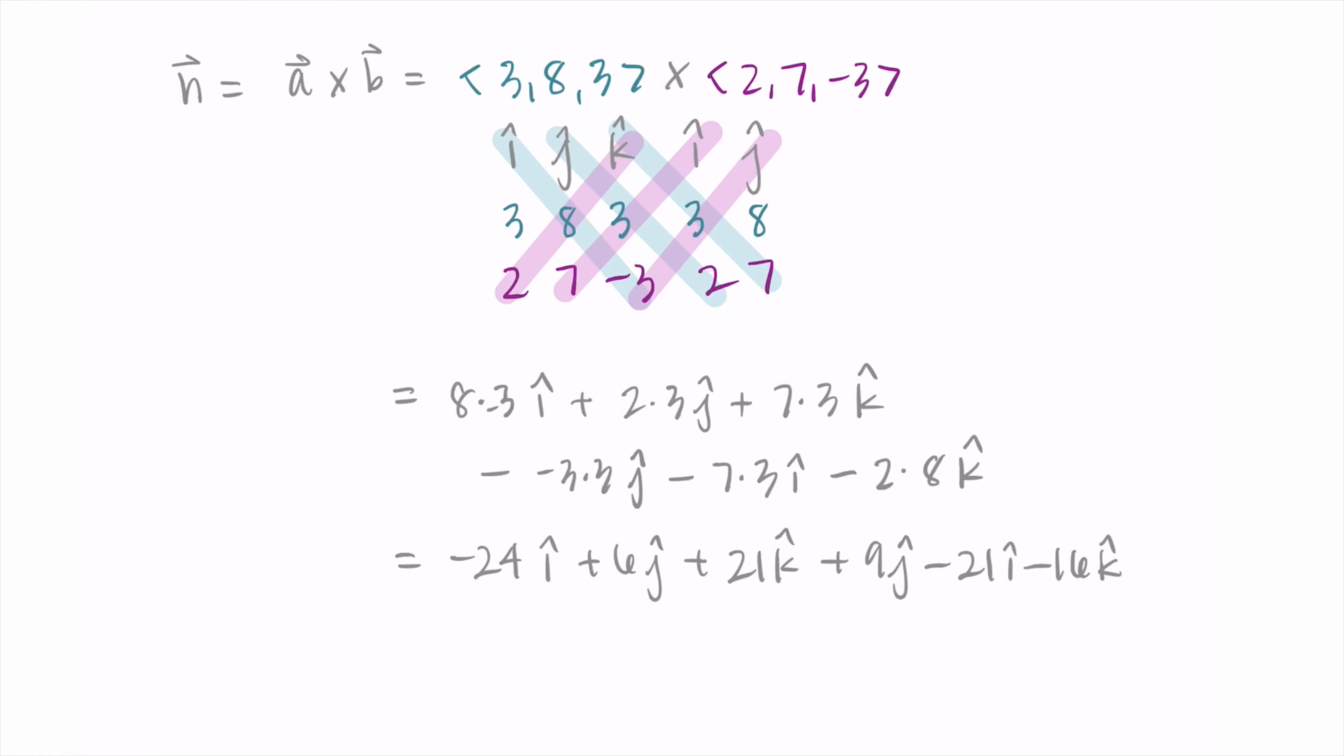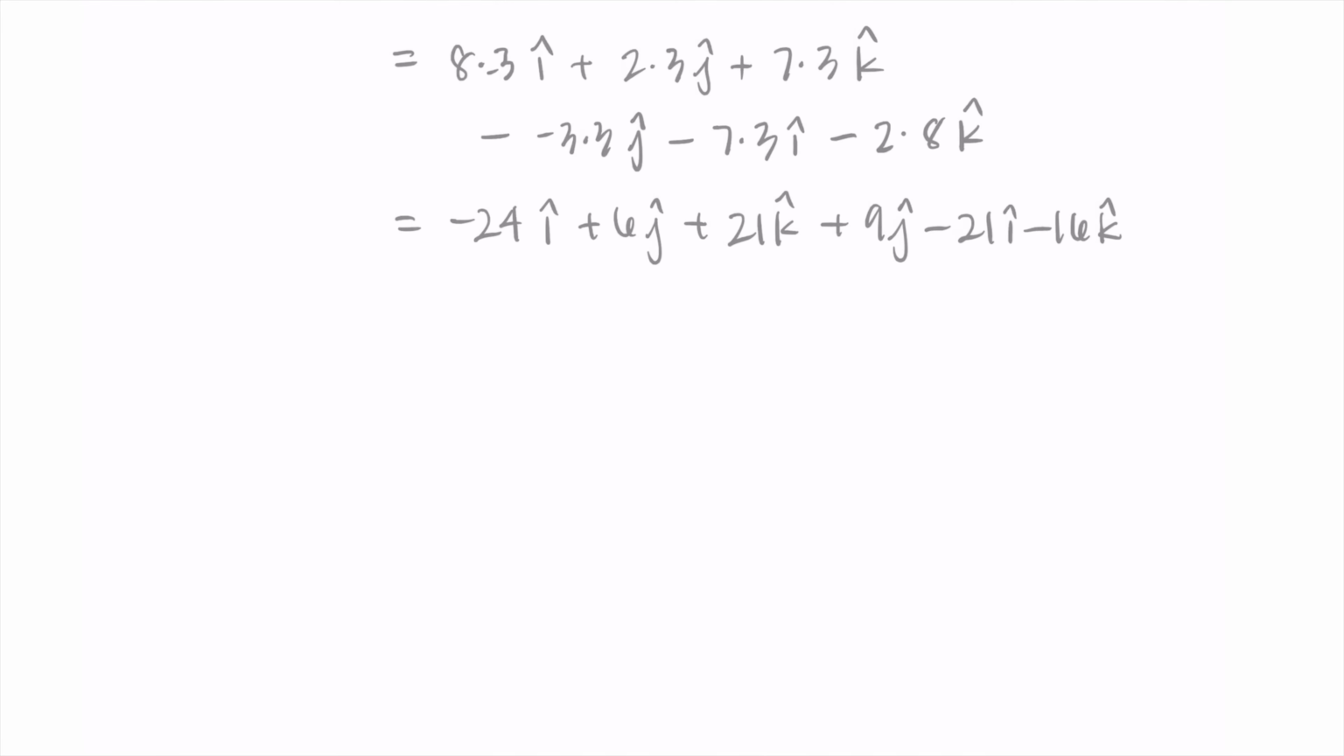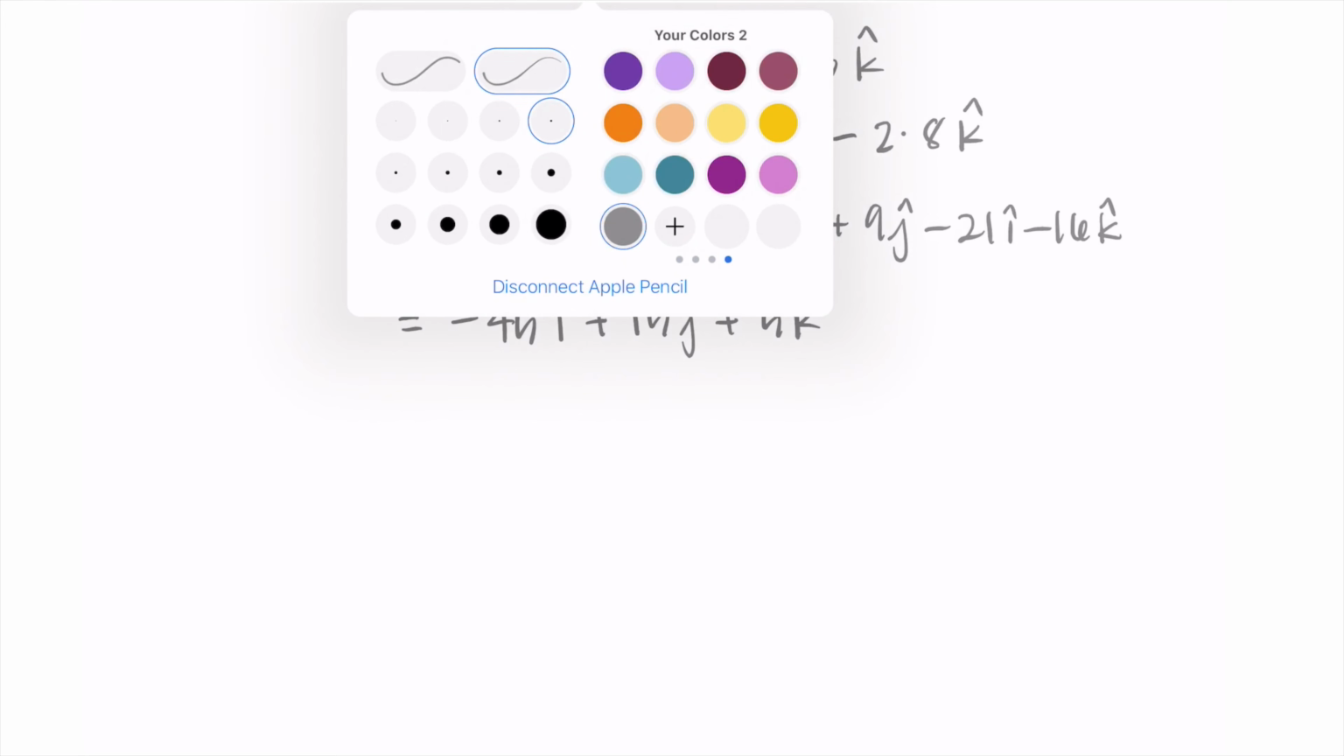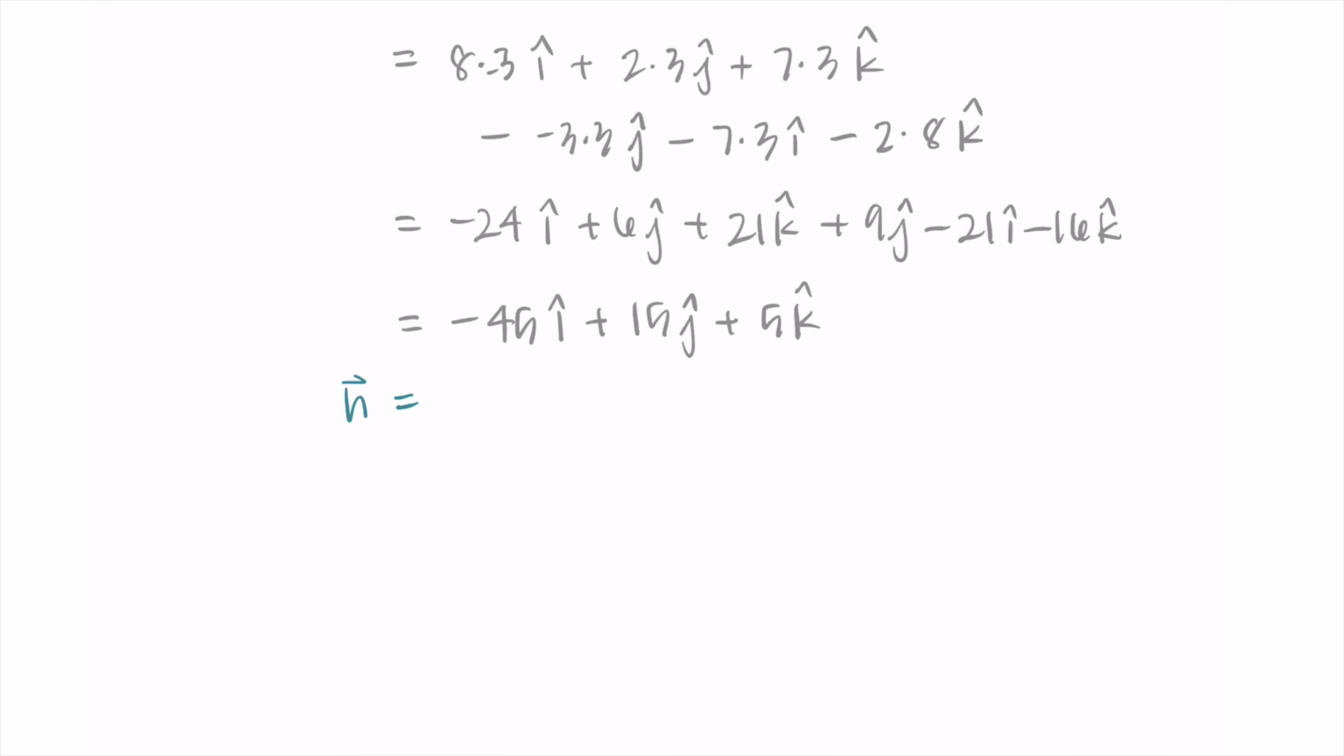All right, we're making progress. Now I just need to combine like terms, and we're almost done with my dot product. So the i's together, I have negative 4 minus 21. That's minus 45i. My j's together, I have 6 plus 9. That's 15j. And my k's together, I have 21 minus 16. That's plus 5k. And I just like looking at my vectors in vector notation, so I'm going to write it in vector notation. So this is negative 45 for the x, 15 for the y, and 5 for the z. And there we go.